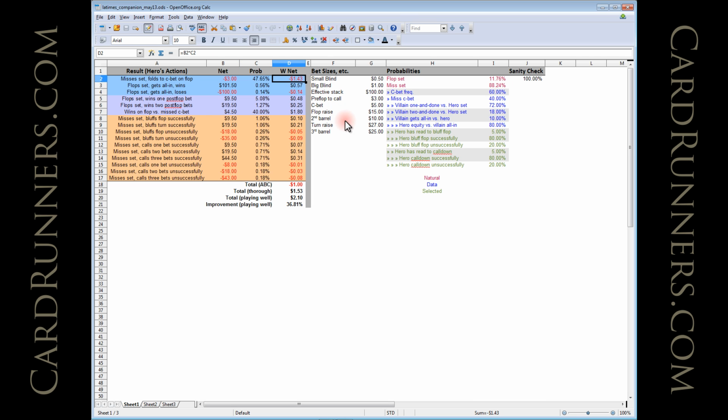The weighted net column in D is just the product of the probability in C times the net result in B. So if 47.65% of the time the hero is going to lose $3, then the total contribution to his overall results, his overall expectation, is just the product of those two numbers, which comes out to losing $1.43.